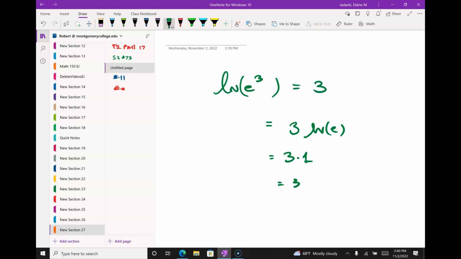Because aren't these inverses of each other? Right? Remember, ln of e to the x is the same as e to the ln of x, which is just x, because e to the x and ln of x are inverse functions.